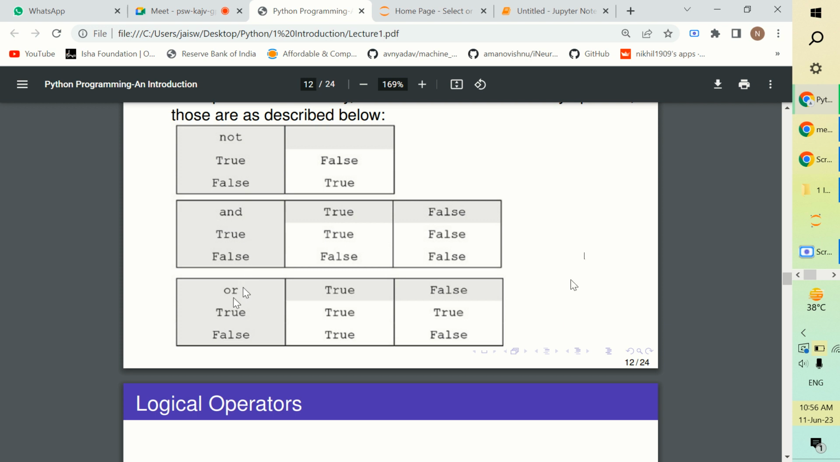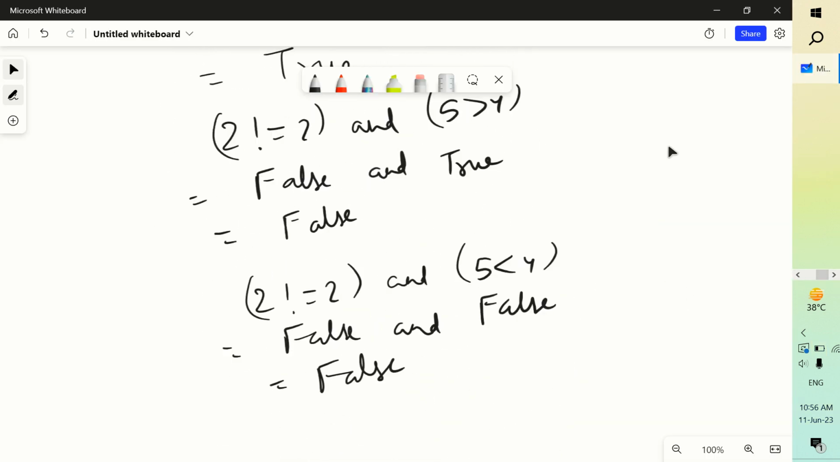Okay, and after that we have OR operator. OR operator will give true when at least one of them is true, and it will give false when both of them are false. Okay, AND will give true only when both of the expressions are true, and if at least one of them is false then it will give false, and OR will give true when at least one of them is true, and OR will give false when both of them are false. Okay, we'll see the examples, we use the same expressions.